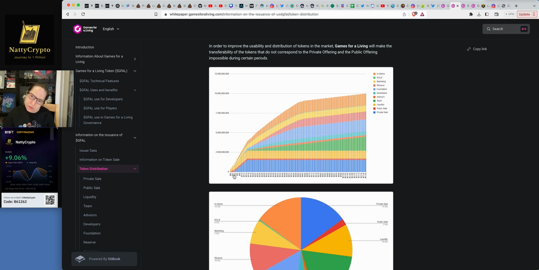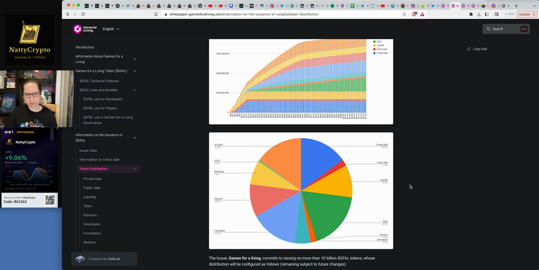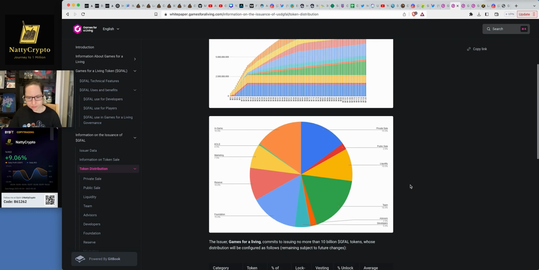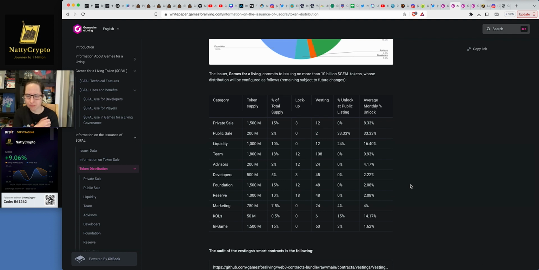So M2, what does that mean? Is that month 2? So over 120 months. Jeez, how many years is that? That can't be right. Surely. Let's have a look. Lock up. Average monthly unlock. Okay, for private sale, they're going to get 8% unlocked every month, vesting over a 12-month period, and in a public sale, 33% vesting over 2 months.